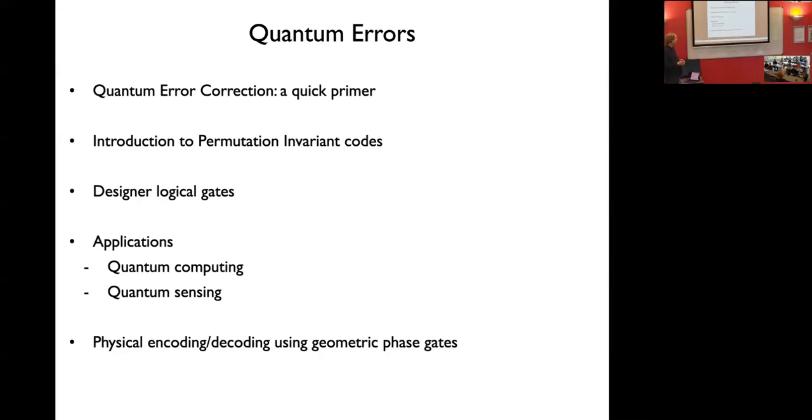And then also using these codes for quantum sensing, with the idea that you'd want to make use of entanglement to enhance the precision of your sensor. And so you'd want to be able to also protect against errors, so you'd want to be able to do some error correction. And then I'll talk about some ways you could do some actual encoding and decoding of these states using physically realistic operations.